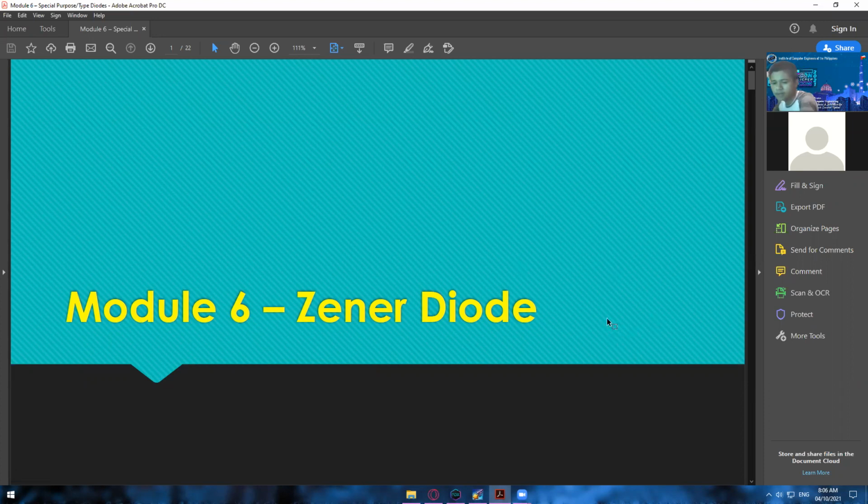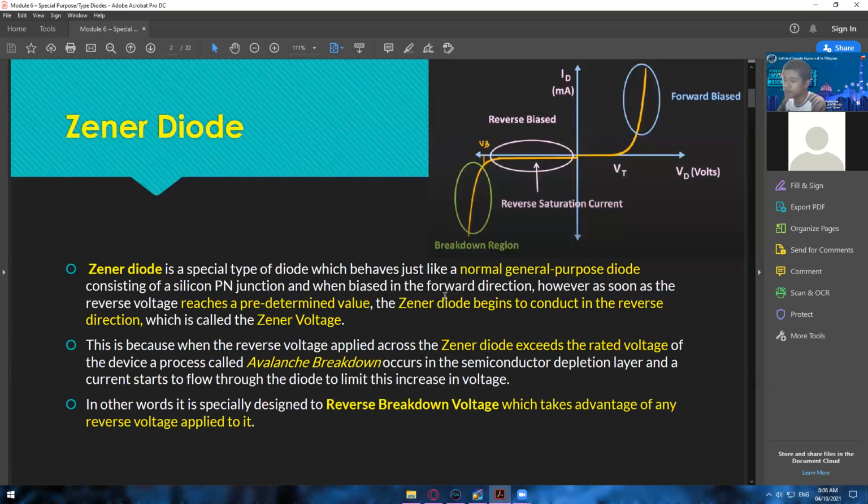Anyway, so let us start now with module 6. This is only a 22 slide module, so this won't take long. We have already talked about the Zener diode many times in our previous meetings, but this is now the proper time to talk about the Zener diode. You guys already know the definition of a Zener diode.